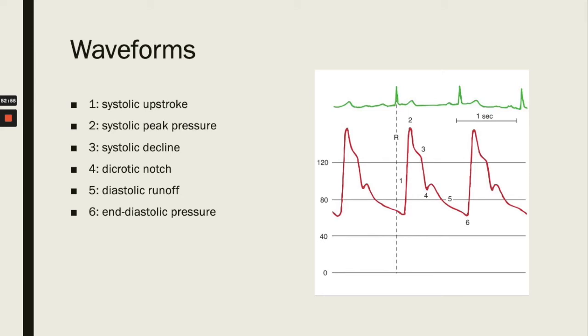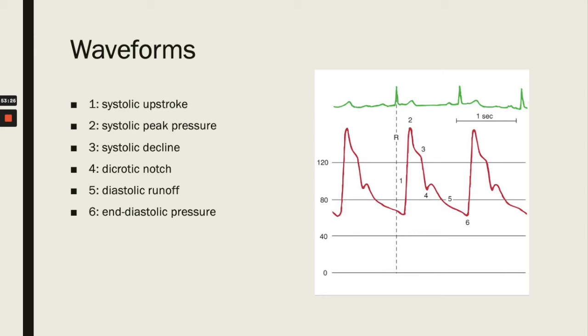And so we see this steep systolic upstroke, which is labeled as 1, and then the systolic peak pressure, which is our systolic pressure. Then we have 3, which is our systolic decline and our dicrotic notch, and then we have our diastolic runoff at 5 here, and 6 is our end diastolic pressure. And we know the dicrotic notch is from the aortic valve closing.